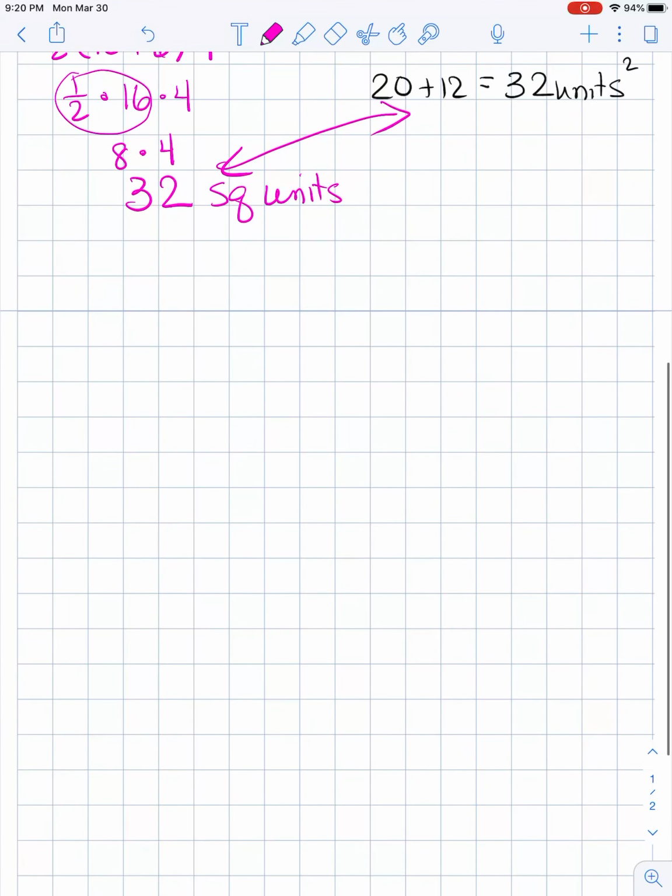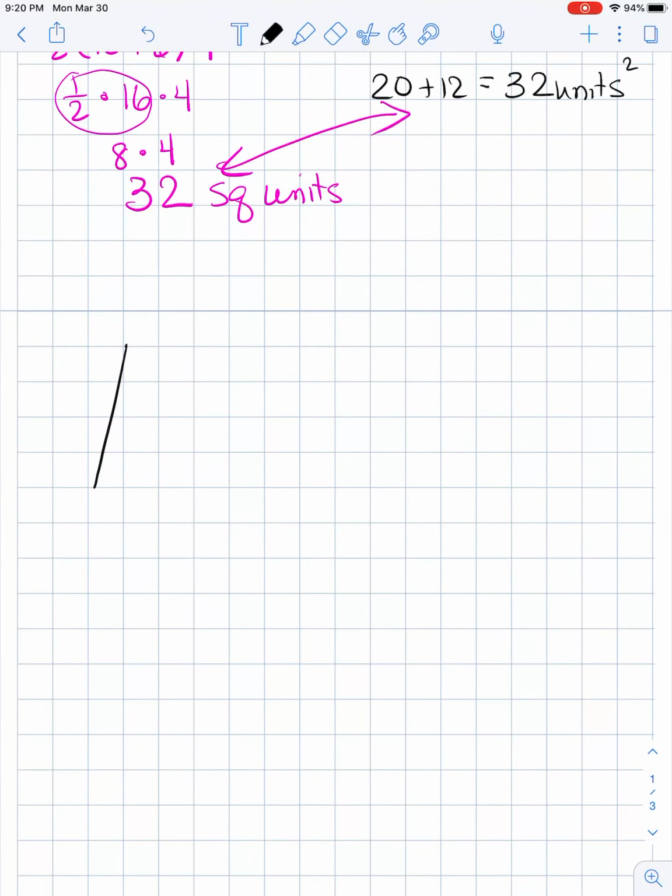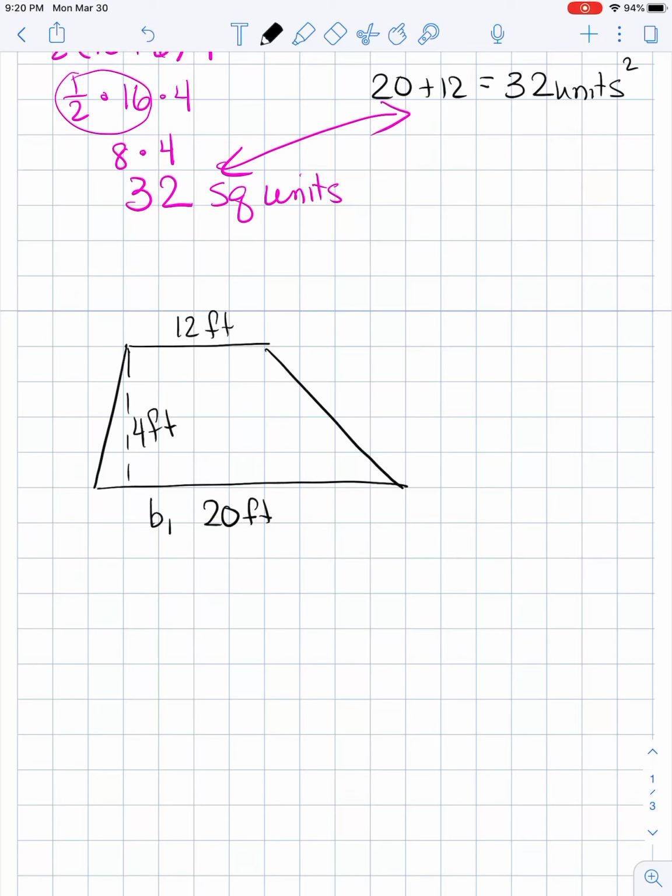Let's just try it using just the formula. All right, so let's say we have something that's not an isosceles trapezoid, which is the first one. And let's say this was 20 feet, and this is 12 feet, and let's say the height is 4 feet. Okay, you always have to be given your base 1, your base 2, and your height.